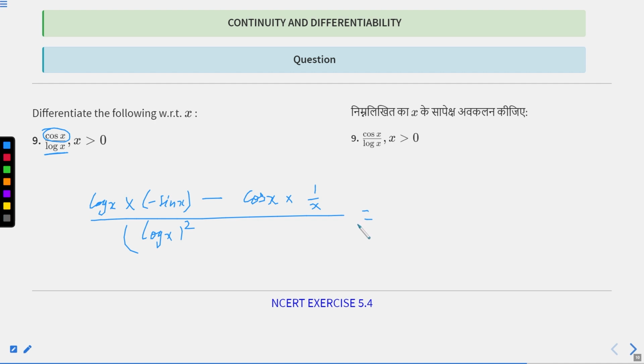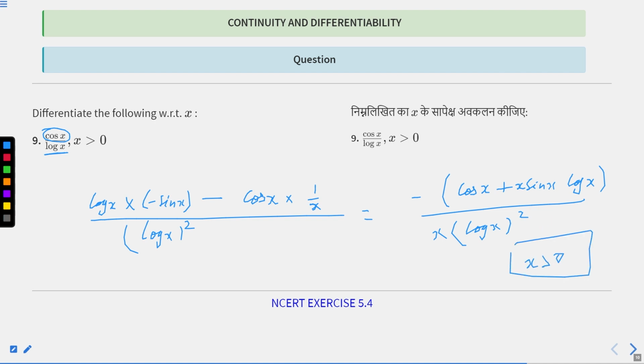If you simplify it, let me just write it like this. It will be cos x plus sine x log x and x, divided by log x whole square multiplied with x. Yes, as you can see. Okay, so taking the LCM of x, this will be multiplied with this and also with the denominator. So you will get this as the answer, and here the restriction will be x greater than 0.